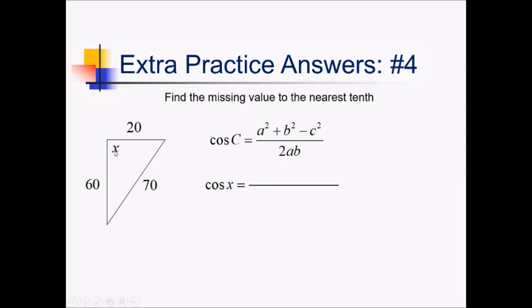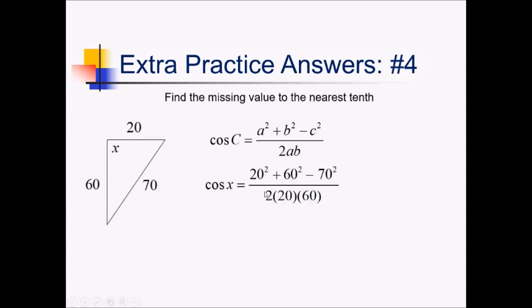That's across from the angle that we're looking for. Here's the angle we want. Here's the side across from it. So c is going to be 70, meaning a and b are going to be 20 and 60. So I've got 20 squared plus 60 squared, or vice versa. And we're going to be subtracting now 70 squared. And that's all over 2 times 20 times 60.